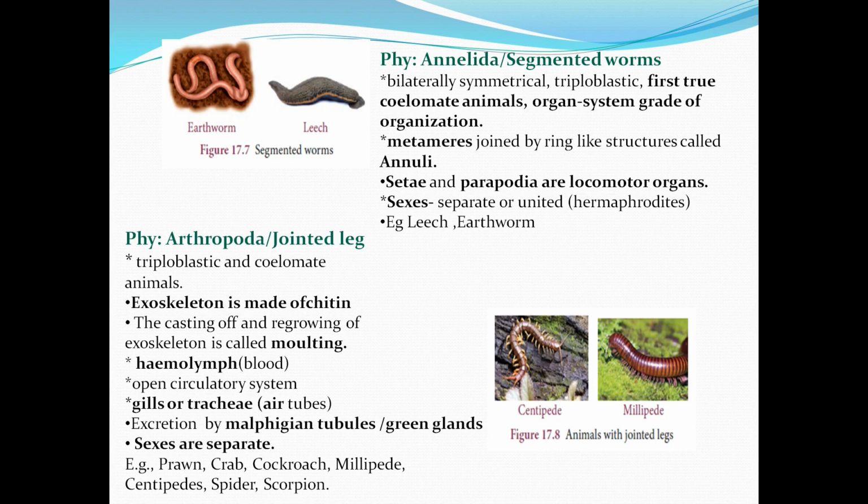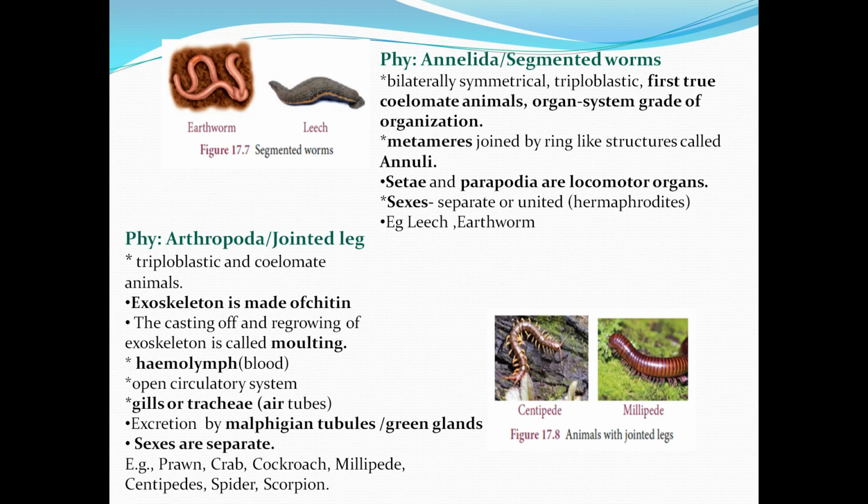They have organ system grade of organization. Here the organs combine to form the organ system, and their body is segmented, and these segments are called metameres. These metameres are joined by a ring-like structure called annuli, from which they got the name phylum Annelida. They have setae and parapodia for locomotion, and here sexes are separate or united. So some are hermaphrodite, some are found as male and female.